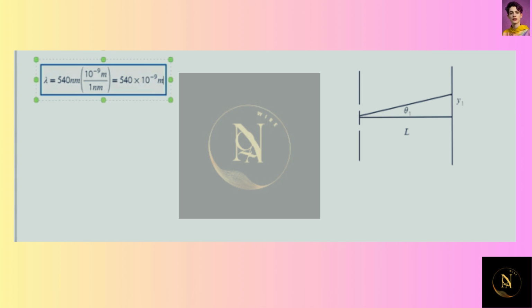The reason we're converting to meters early on is because all the other calculations are going to be in standard units. Aside from this, we are also given the slit separation. So d is equal to 0.50 millimeters, which again we're going to convert to meters. So 1 millimeter is equal to 10 to the negative 3 meters.